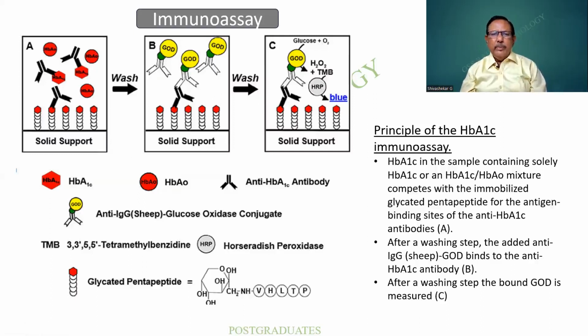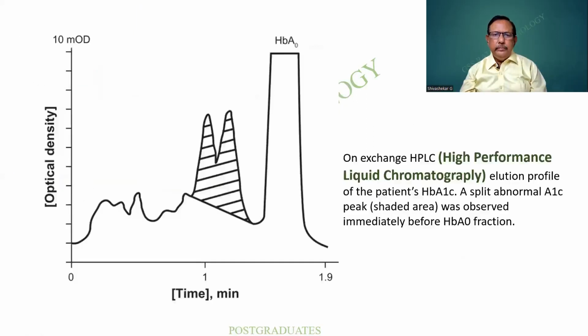It is more like the principle of an ELISA. Always you will have a solid support, then an antibody is added, then an antibody to the antibody, along with the coloring substrate which is being measured. And there are other methods also. One is high performance liquid chromatography. I would like you to kindly mention these. So in this one, there is a profile of the patient's HbA1c.